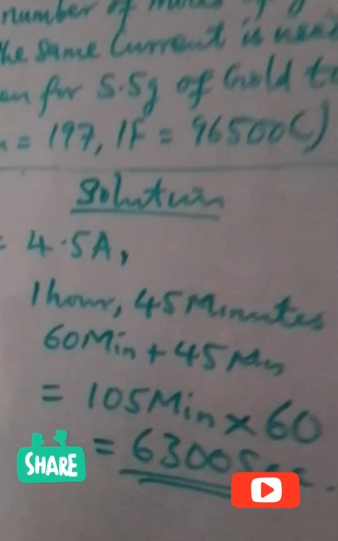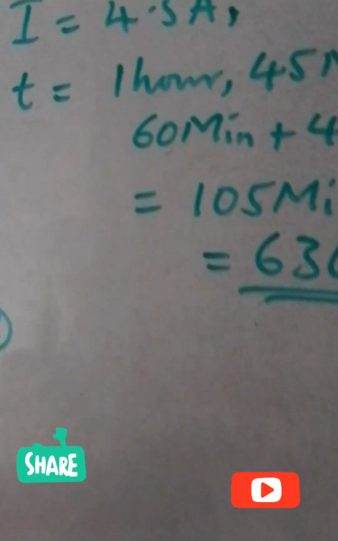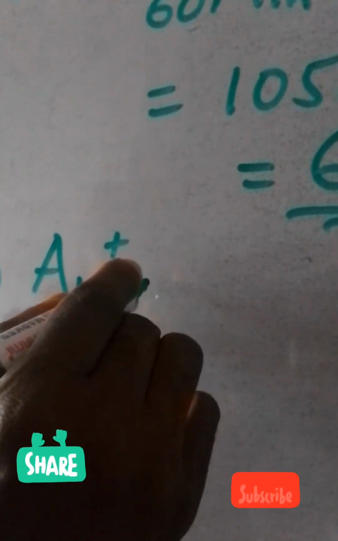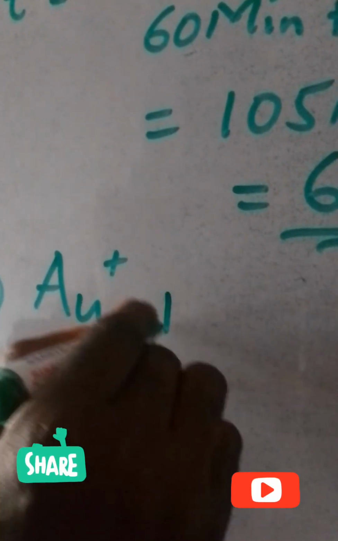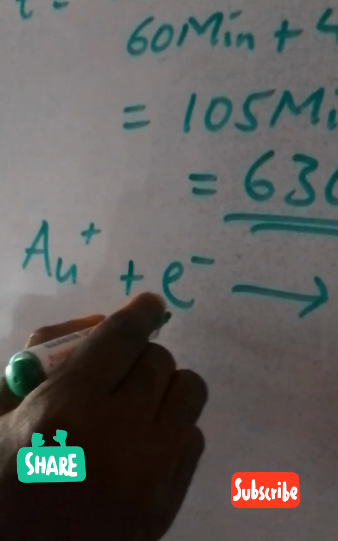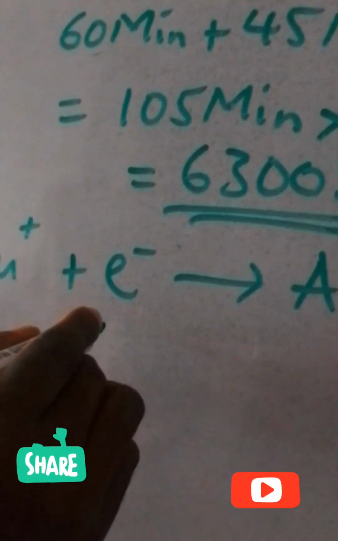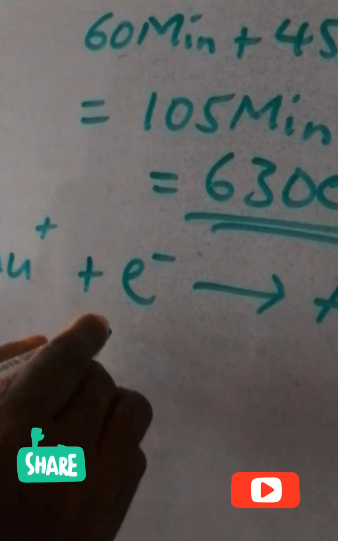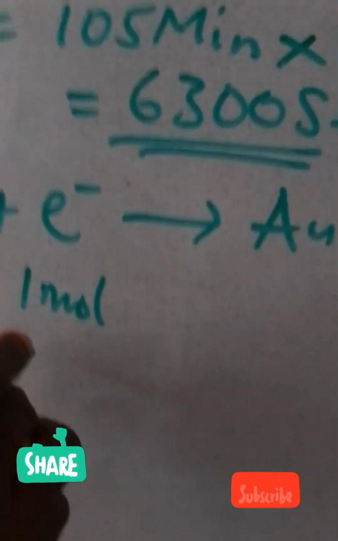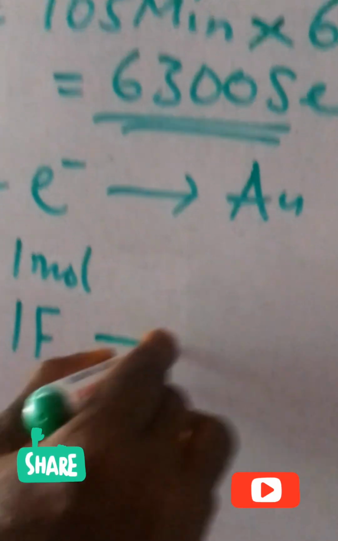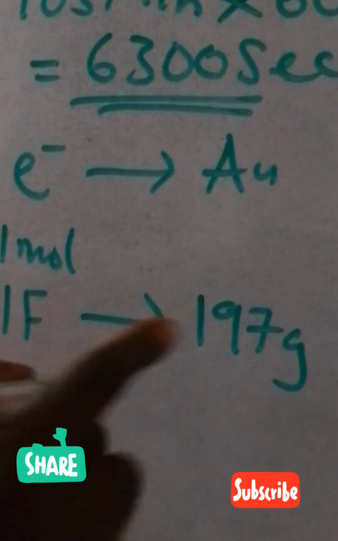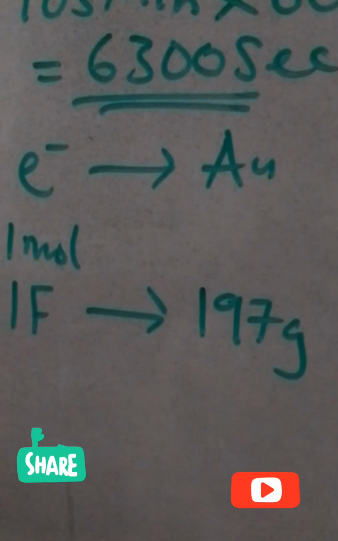Now, the A question says the mass of gold deposited. That is what we are asked to calculate. But remember, the equation of electrolysis is that gold ion, which has 1 plus, accepts 1 electron to be reduced to gold atom. Since 1 electron was liberated by 1 gold atom, it means that we have 1 mole of electron. And this 1 mole is liberated by 1 farad. And 1 farad liberating 1 mole means that it is also liberating 197 grams, because 197 grams is the mass contained in 1 mole of gold.